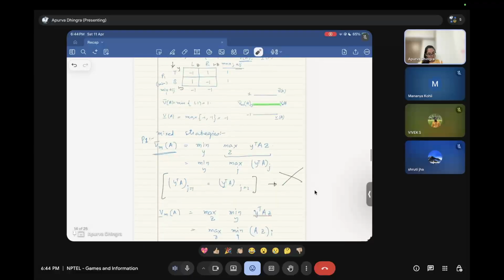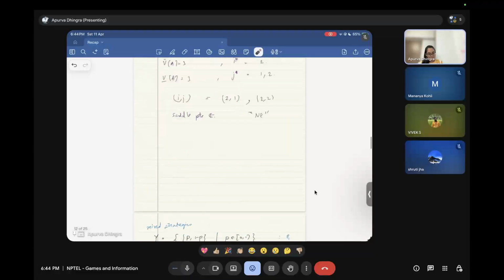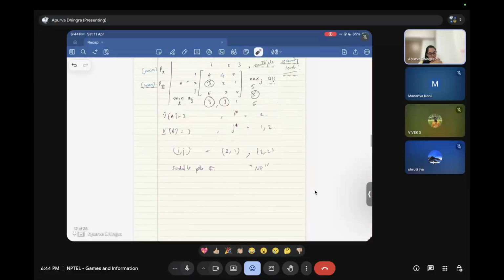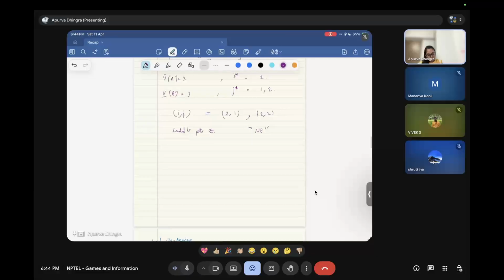Okay, then next thing is mixed strategies. Here what is required is that V bar of A is equal to V under bar of A. This is required for us to be able to talk about Nash equilibriums, but this can't be true in general. So one way to handle the gap between V bar of A and V under bar of A is to bring in some randomization in the problem.